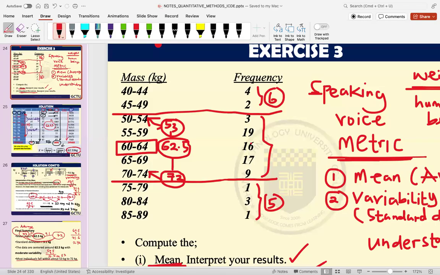But look at the bulk of the people here. When you add this to this, you have 35. 35 plus 3, 38. 38 plus 17, that's 55. Plus 9, 64. So you have as many as 64 lying around the average. And that is what we have proved.